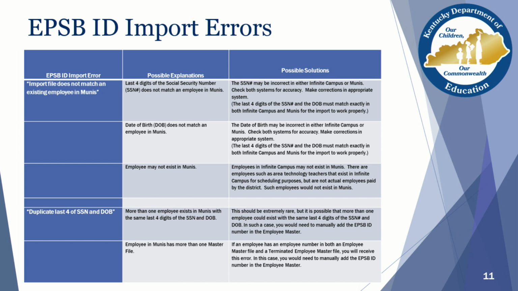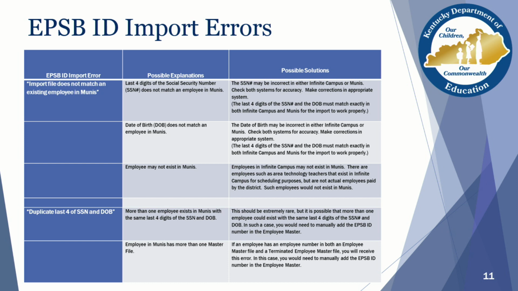And then, employee may not exist in Munis. This is a case where you may have employees that are in Infinite Campus but not in Munis, such as area technology teachers that need to have a schedule in Infinite Campus but are not in Munis. So you'll just have to look for those individuals.